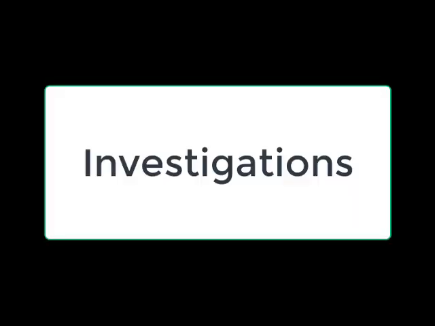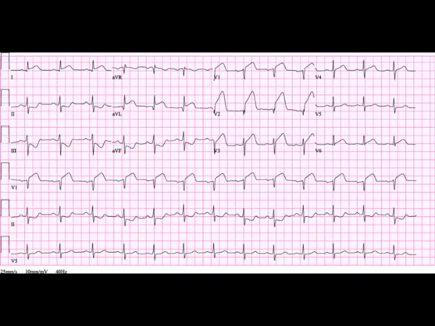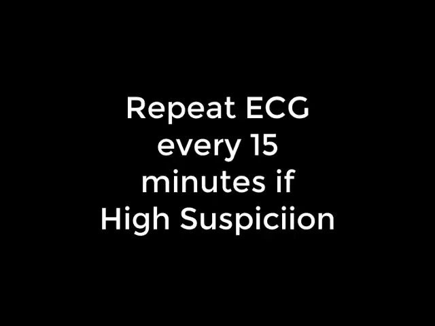Investigations. Electrocardiography. The ECG is central to confirming the diagnosis but may be difficult to interpret if there is bundle branch block or previous MI. The initial ECG may be normal or non-diagnostic in 1/3 of cases. Repeated ECGs are important, especially where the diagnosis is uncertain or the patient has recurrent or persistent symptoms.